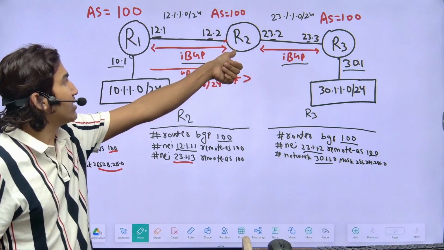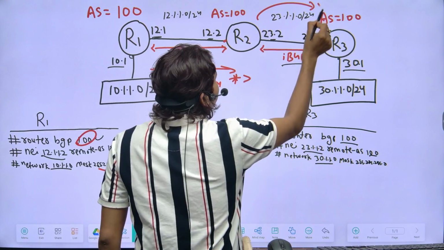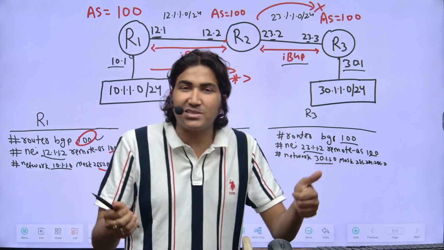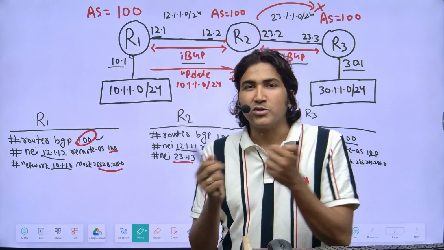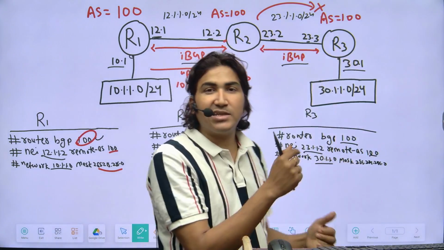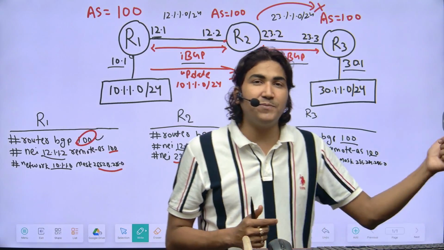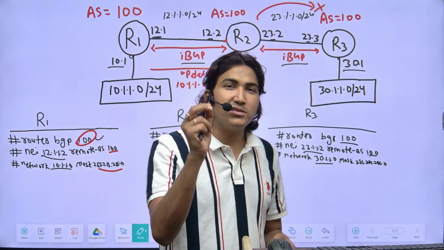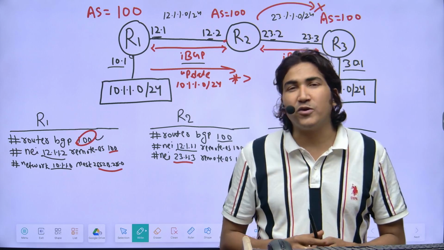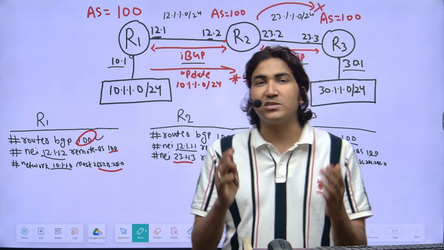But router 2 will not advertise this prefix to router number 3. Why? Because it is receiving this 10 subnet prefix from its IBGP neighbor, so it will not advertise it to its other IBGP neighbor. If R3 were an eBGP neighbor, then definitely it would advertise. But if it is an IBGP neighbor, then it will not advertise. This is the loop avoidance mechanism, or you can say the rule for IBGP neighborship. Right? For IBGP neighborship, this is the first rule.